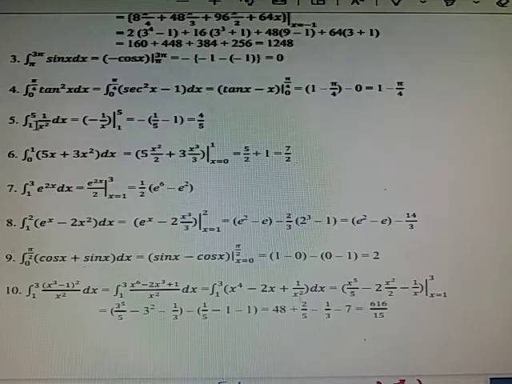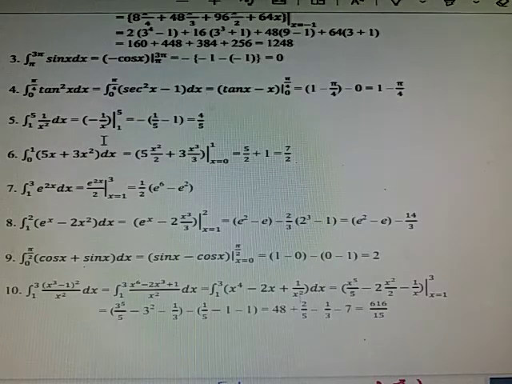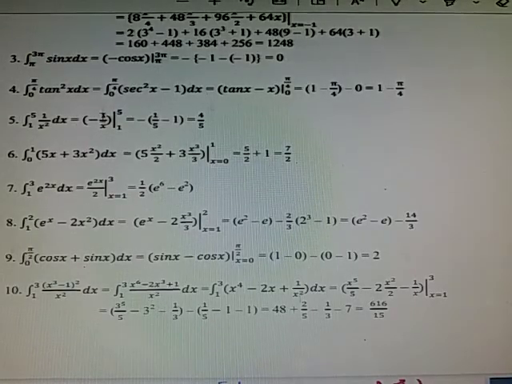Then 1 to 5, 1 by x square. So integration of 1 by x square is what? Minus 1 by x. Derivative of 1 by x is minus 1 by x square. So integration of 1 by x square is minus 1 by x. Then after putting the value, it is this one.